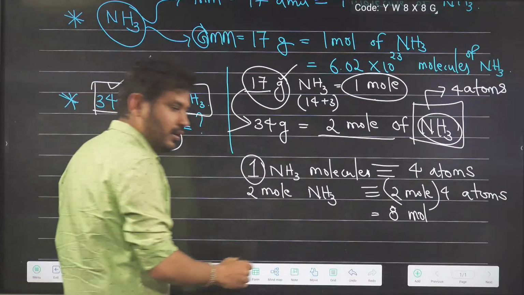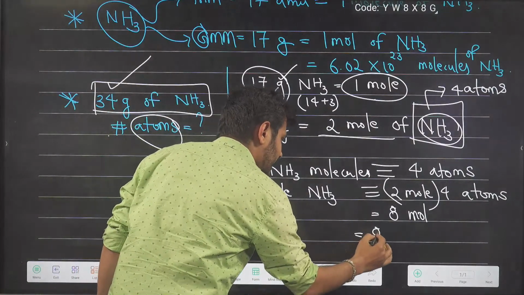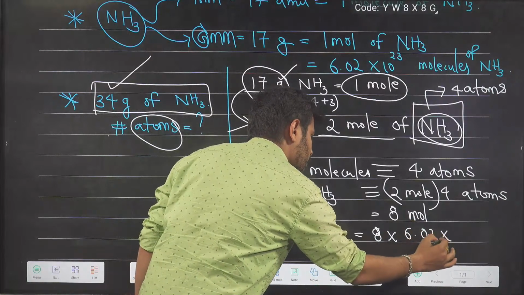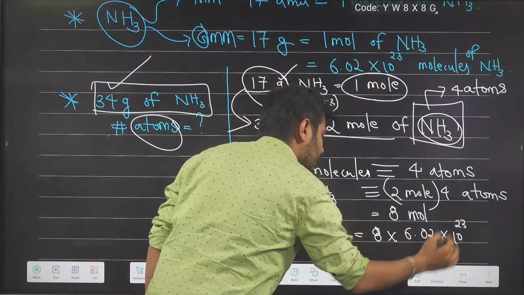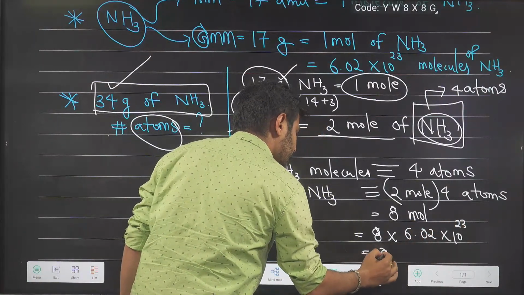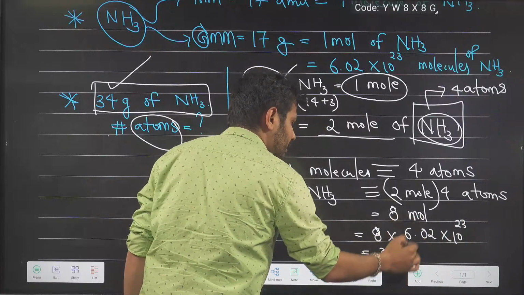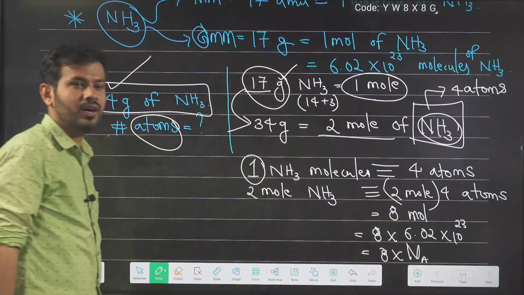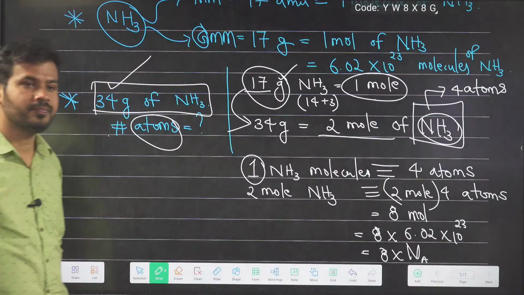2 moles of NH3 will be 2 moles into 4 atoms, total 8 moles. And 8 moles means what? 8 into 1 mole is how much? 6.02 into 10 to the power of 23. Or you can also write it as 8 into... How to represent mole? Mole is represented by Avogadro's number, Na. So the answer can be 8 Na also.